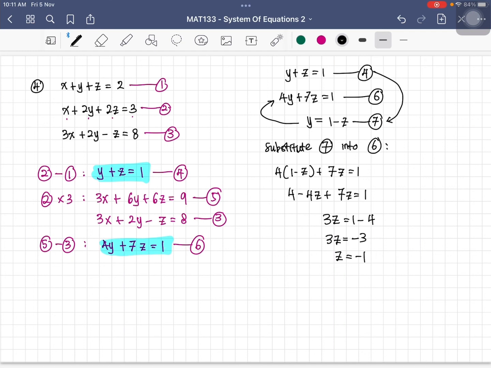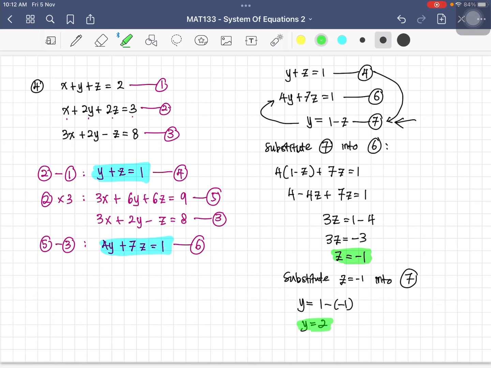Now I obtain z equals negative 1, so I substitute back. Substitute z equals negative 1 into equation number 7. I have obtained the first solution here, z equals negative 1. The second one: when I substitute into this equation, I have y given by 1 minus negative 1. So I have y equal to positive 2. This is the second solution.